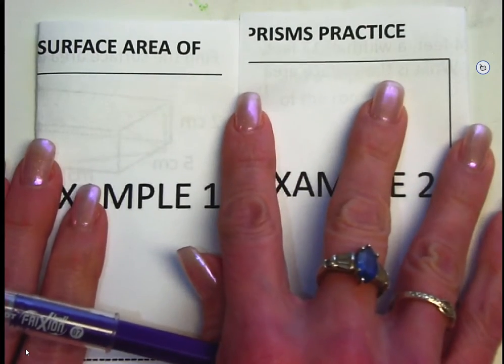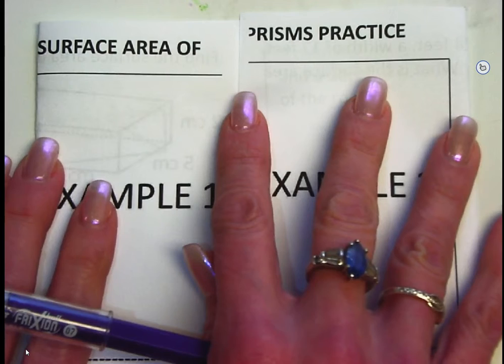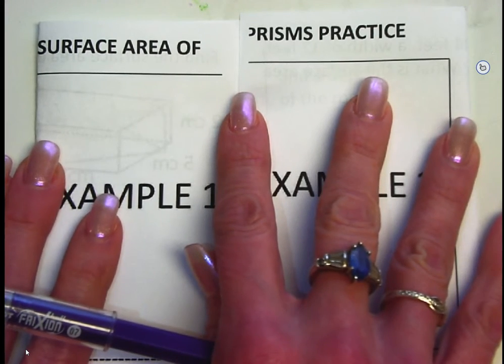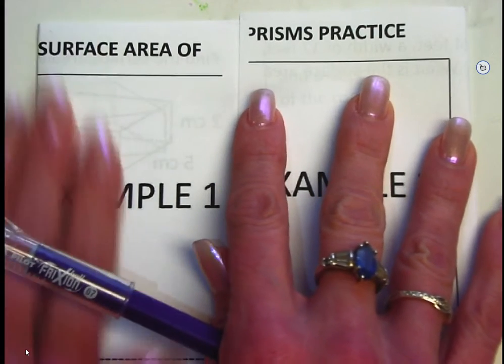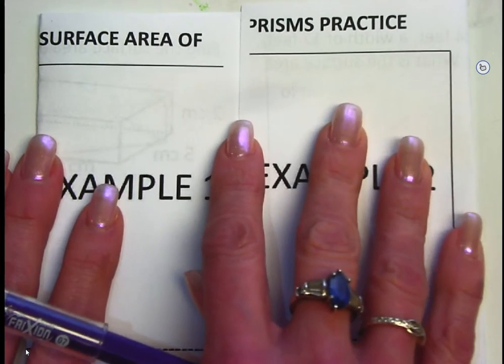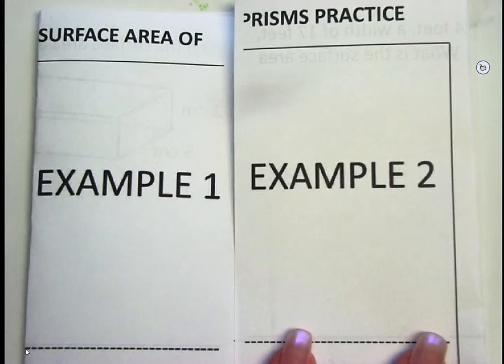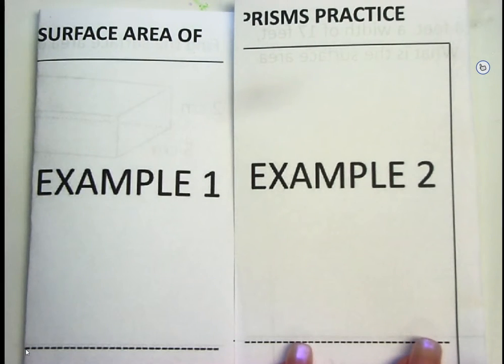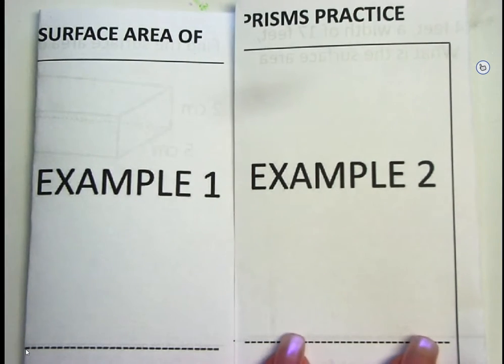Today we looked at a filing cabinet and we determined how many sticky notes it would take to cover it by using our knowledge of surface area without using a formula. With this foldable, we're going to find a more efficient way to find the surface area of a prism by using a formula that we can derive from what we did today.